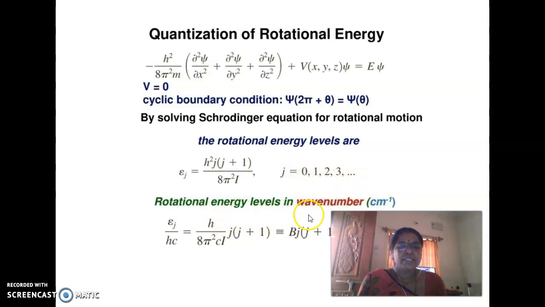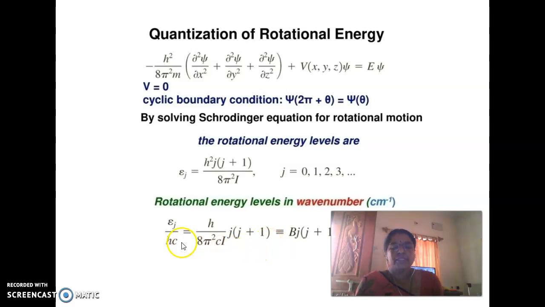The rotational energy is in joules. Now we have to convert it in terms of wave number, in centimeter inverse units. So epsilon J divided by hc gives a wave number. After simplification, we get h by 8 pi square c into I into J of J plus 1.